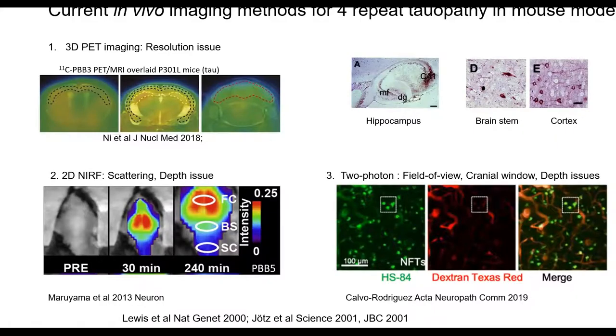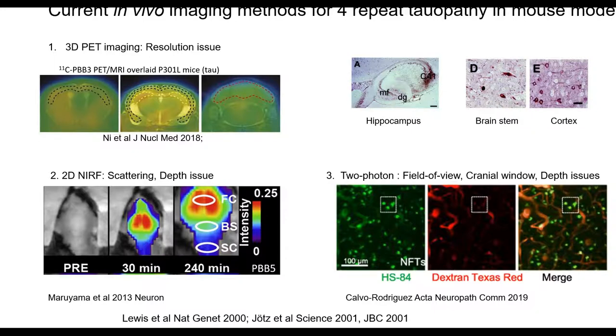So next, I want to discuss our recent finding on tau imaging in animal models. Similarly, there is a gap in imaging tau at high resolution in mouse models. PET tau imaging has been performed using PBB3 as well as THK compounds in previous studies, such as in the P301L mouse model of four-repeat tau. However, the resolution is facing a similar problem as amyloid imaging.